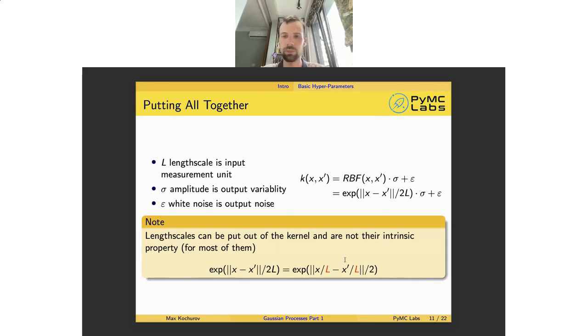We can actually put this length scale inside our distance function and just rescale input values. Nothing would actually change. Sometimes it is more efficient to rescale input values for the sake of computational efficiency. But usually you won't really care about it. Everything is either very slow or very fast. We will discuss that in the coding session.